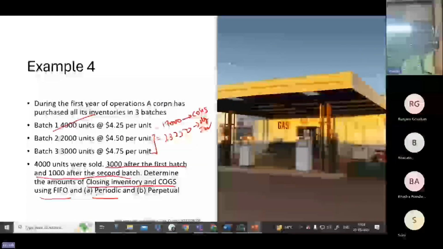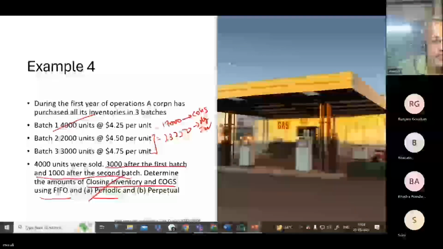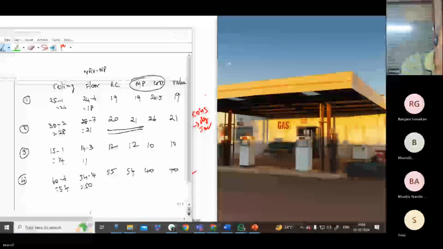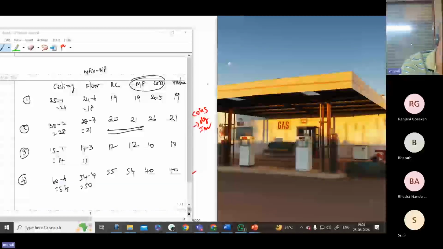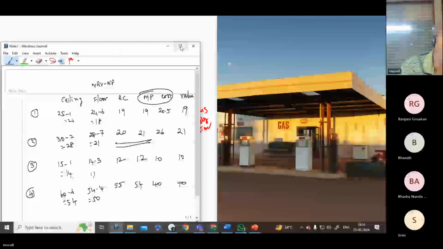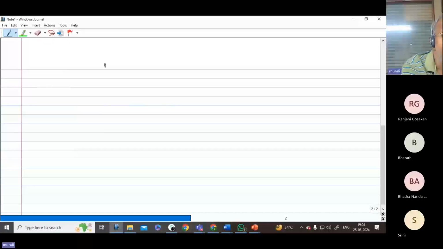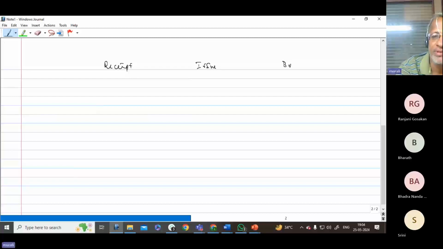So this is the answer for periodic. For perpetual, I need to redo the entire thing, as they had occurred. So: receipt, issue, balance.